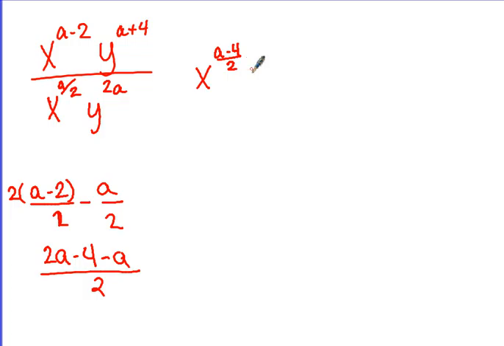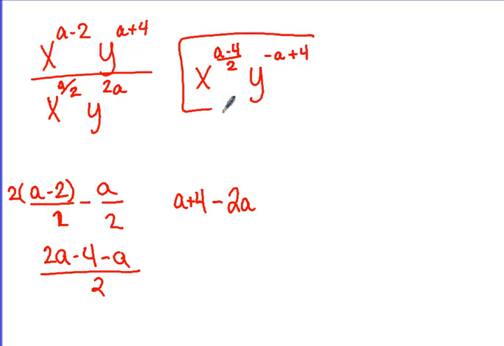Let's look at the y terms next. We have a plus 4. Keep in mind we're dividing, so we're actually going to be subtracting 2a. This one's nice because the denominator for both of these is 1. So we're just going to combine like terms. a minus 2a gives me negative a, and then plus 4. And that is our final solution.